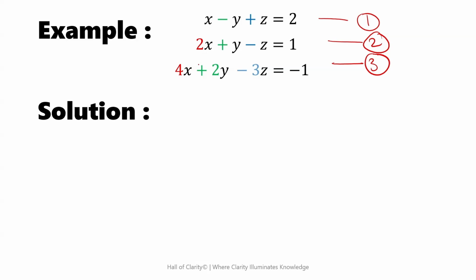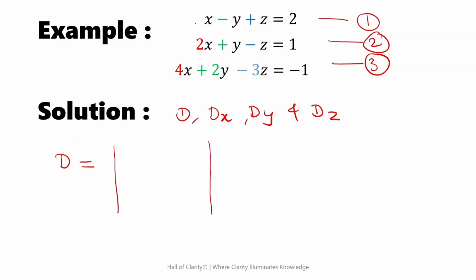Then in the second step we will write the determinants D, Dx, Dy and Dz. Determinant D is written as follows. The logic for writing determinant D is that we write all the coefficients of x, y and z of each equation in respective rows. So the first row will comprise the coefficients of equation number 1. The coefficient of x is 1, the coefficient of y is minus 1 and the coefficient of z is plus 1.